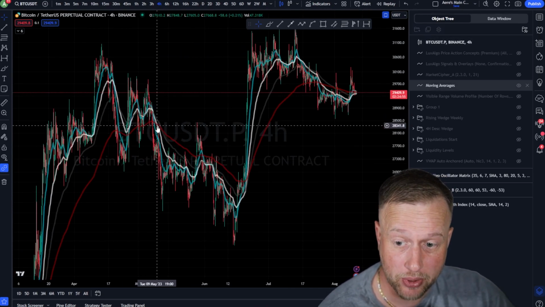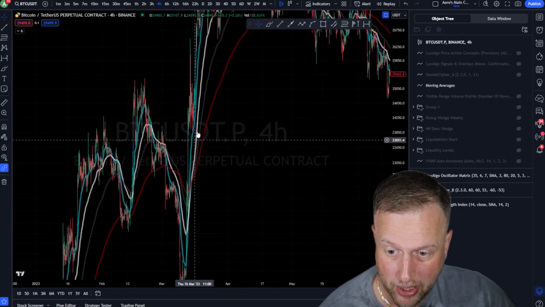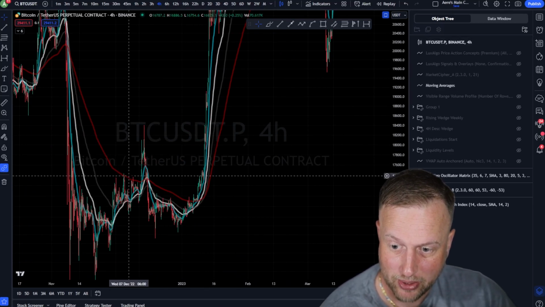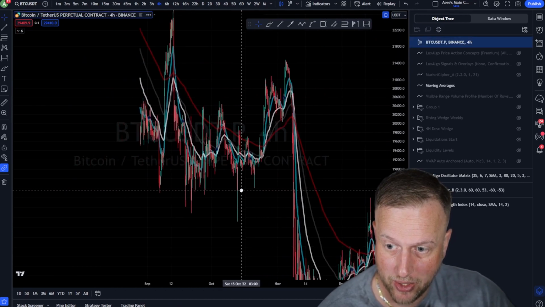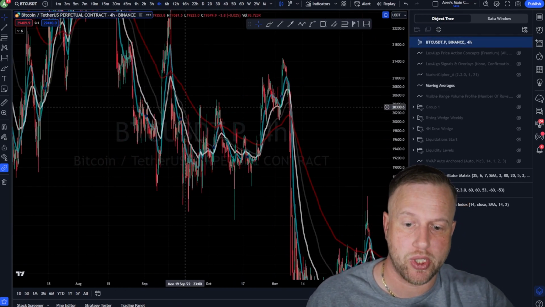Every time they cross below, price drops. Every time we cross above, price goes up. Cross above, up. Cross above, up. Cross below, down. Cross above, up, below, down. Rinse and repeat, over and over and over again.